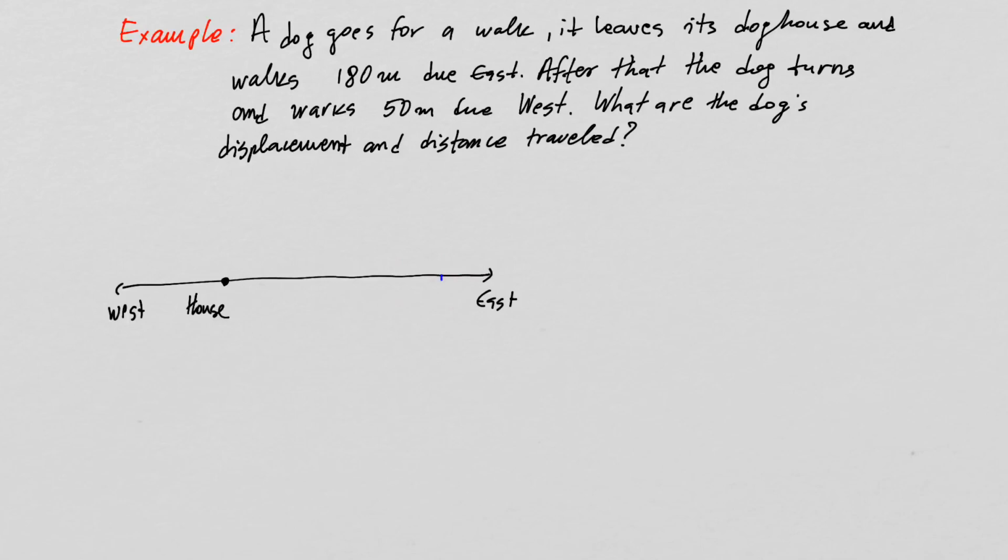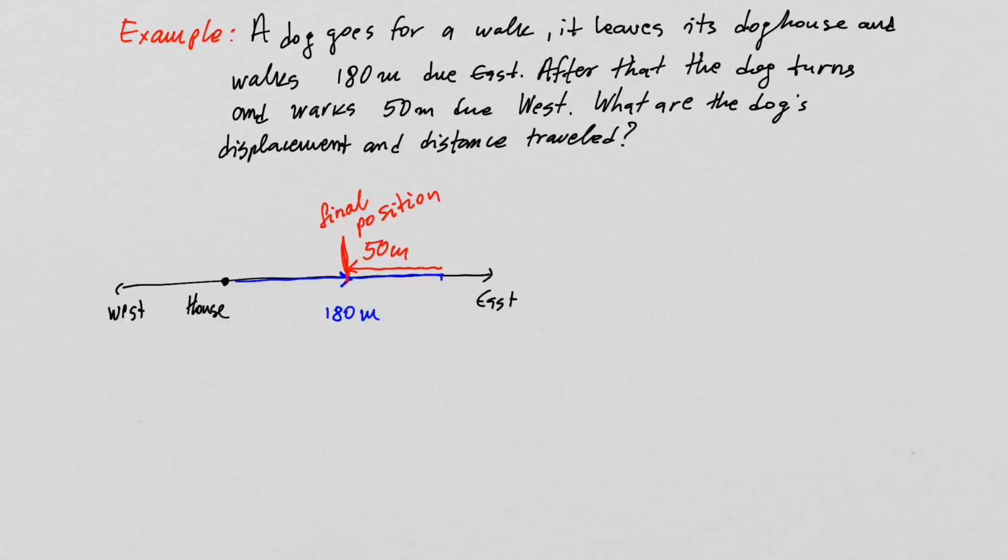So this distance here is 180 meters due east, and then turned around and moved 50 meters due west. So 50 meters due west. So the dog ended up somewhere here. So this is the final position of the motion of the dog.